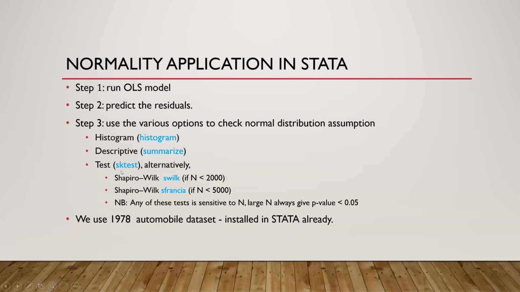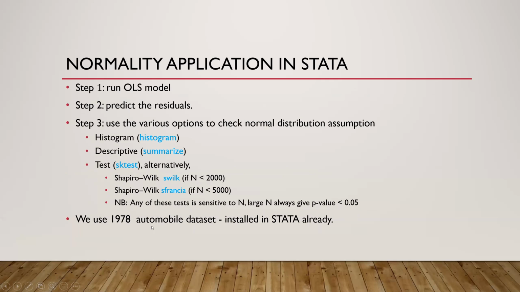And you can use the skewness and kurtosis test to check normal distribution, and we have also other tests called the Shapiro-Wilk test and also the Shapiro-Wilk alternative test called Shapiro-Francia. The first one is for when we have fewer than 2,000 observations, but when we have observations close to 5,000, then we can use the second one. Any of these tests is sensitive to N. As I mentioned, with a large N, we can expect that the p-value will be less than 0.05, meaning that we have a normality problem.